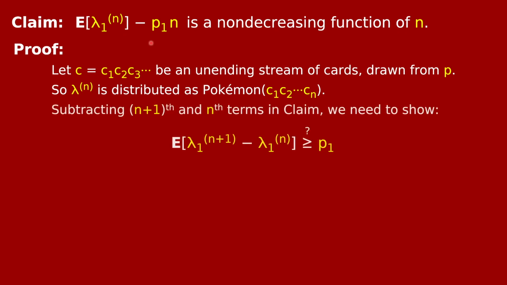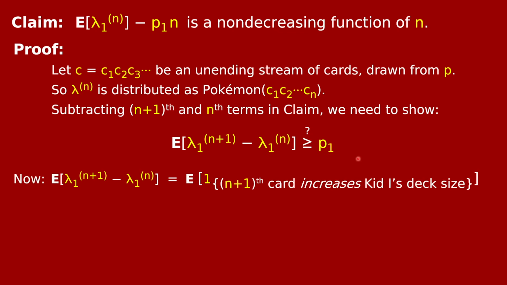Okay, so now to prove this function is non-decreasing, I'll just subtract the nth term from the n plus 1th term and try to show that it's non-negative. What you end up needing to show is that this quantity, the expected value of the difference between the number of boxes in the first row at time n plus 1 and at time n, should be at least P1, the probability of the highest ranked card.